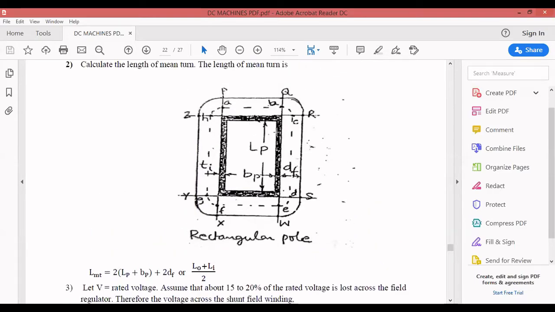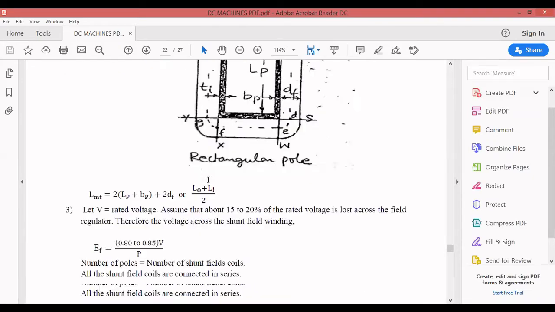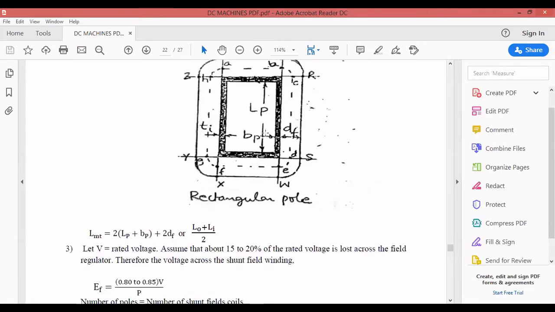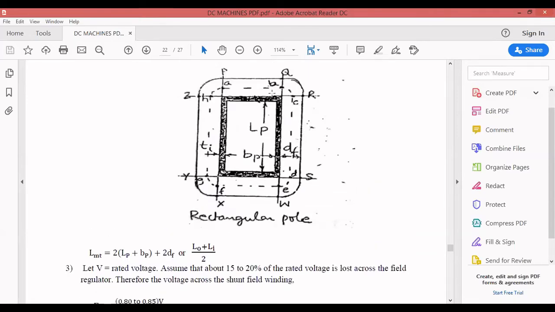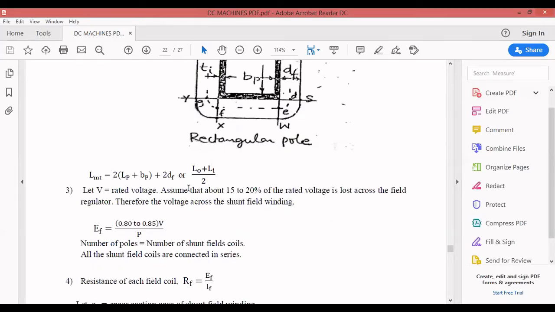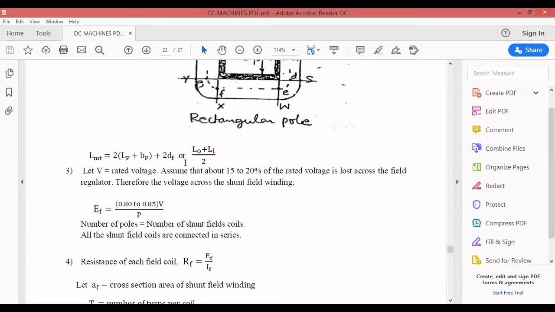As I told earlier, the inner turn will be Li, the length of the inner turn of the field winding, and this is the outer turn, L0. So you have to take the average: Li plus L0 divided by 2. Then you get the length of mean turn, the average value in between. So based on the data given in the problem, either I can use this formula, or I can use this formula. This is the formula to find out the length of mean turn of your field winding.